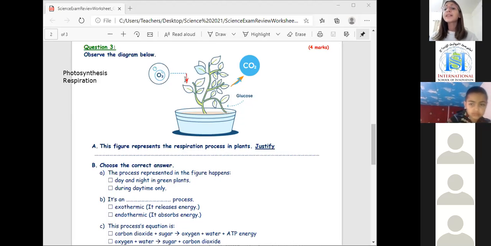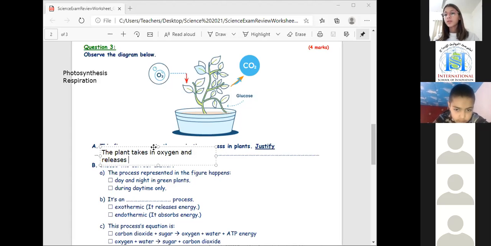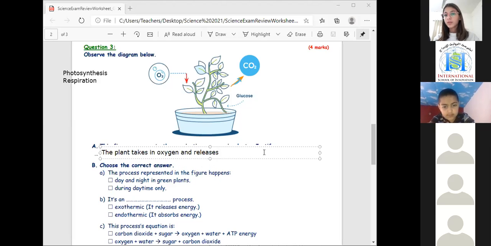Respiration, because the plant is breathing in O2 and breathing out CO2. Excellent job. When an organism takes in oxygen and breathes out carbon dioxide, we say that this is respiration. So yes, this is respiration, since the plant takes in oxygen and releases carbon dioxide.